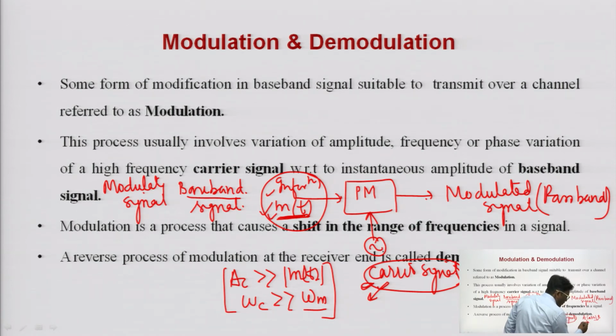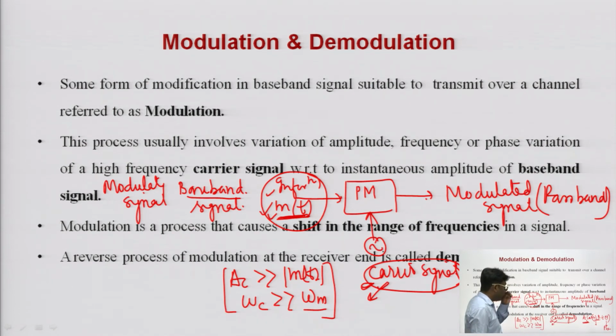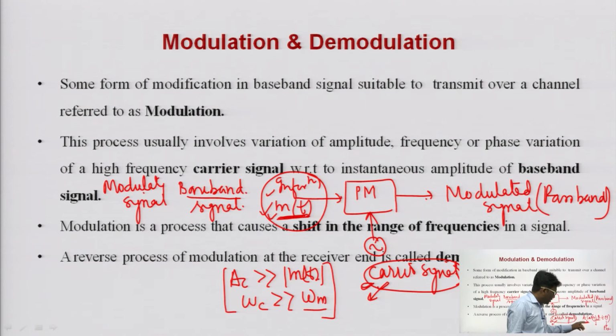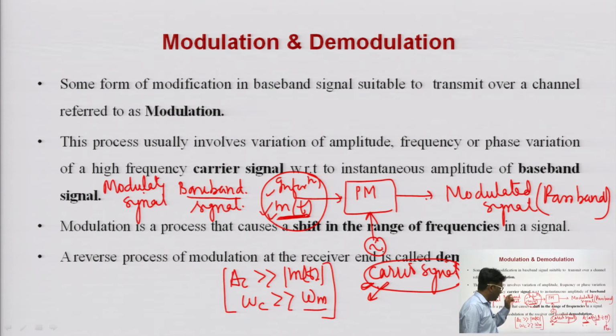One is amplitude, another is frequency, and another is phase. If I take omega c t plus theta, so theta is your phase and omega c is your carrier frequency. So, if the characteristic of the carrier signal, either amplitude, frequency or phase, is changed in accordance with the instantaneous amplitude.